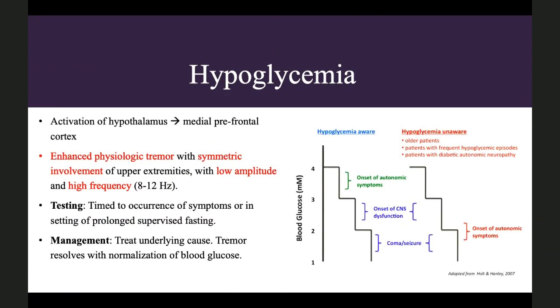Here we see an enhanced physiologic tremor. What that means is it's a symmetric tremor of low amplitude and high frequency, and testing of this condition is timed to the occurrence of symptoms, where we check the plasma glucose levels, and then management consists of treating the underlying condition.